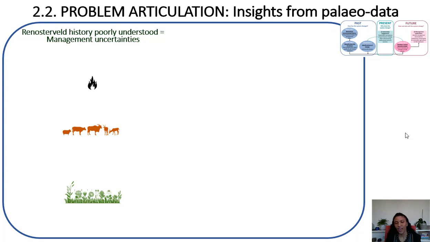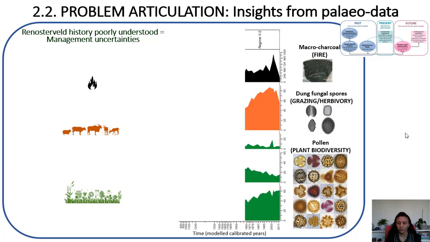So I know that with system dynamics modeling, we very seldom go back 50 years in time, but let's do that in this example. If you look at the paleo data just 50 years back from when the sediment core was retrieved, which was in 2012, that gets us to the 1960s. But there are various hypotheses of what fire, grazing, and biodiversity looked like.